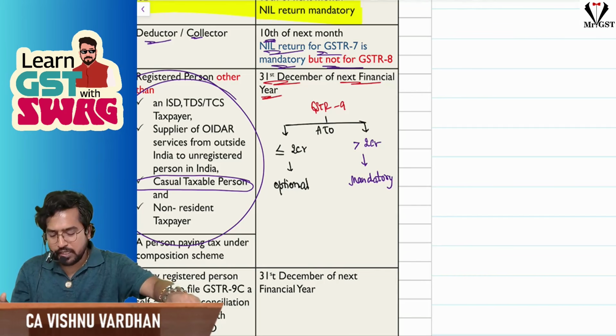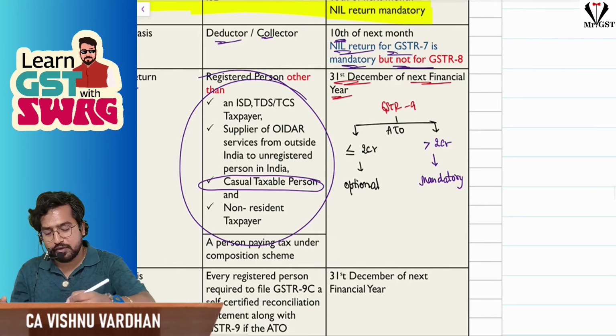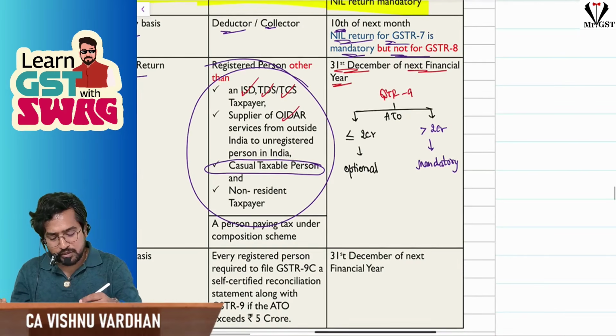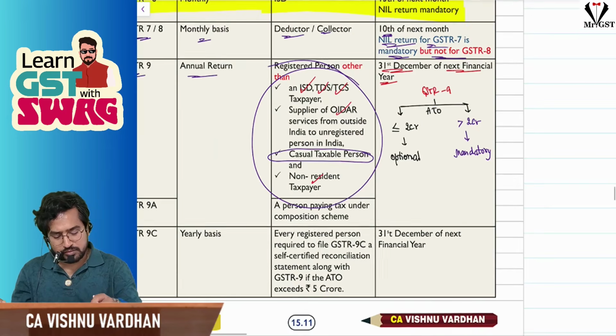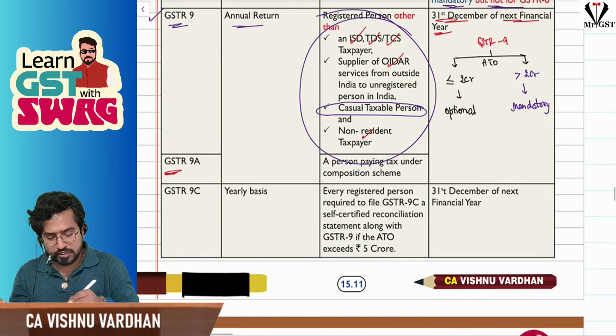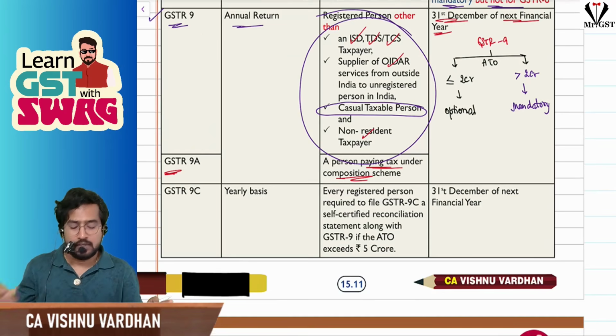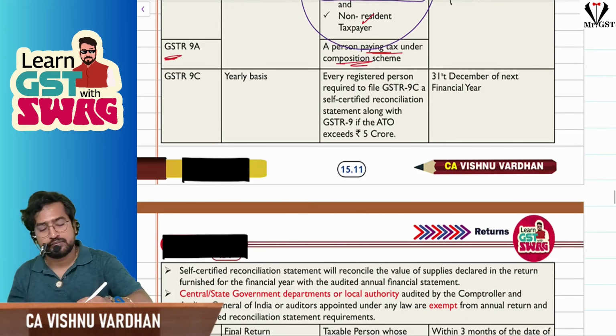So GSTR 9 is actually not required for input service distributors, TDS and TCS collectors, OIDAR service providers from outside India to non-taxable online recipients in India, and non-resident taxpayers. Next, there is something called GSTR 9A for composition taxpayers. Shall we move on? Next, what is the next one?